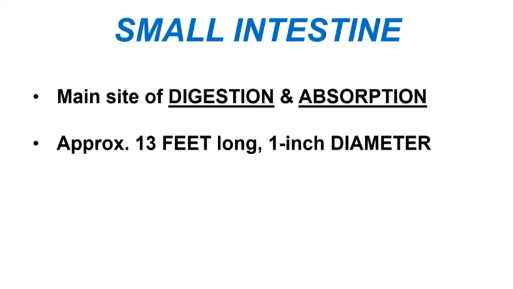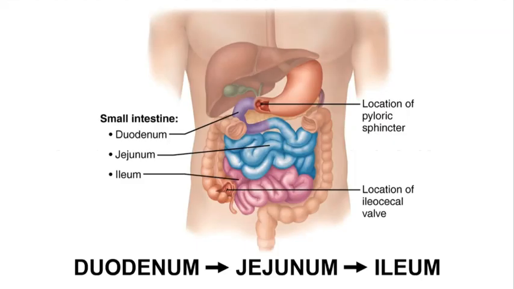The small intestine is named because it is smaller in diameter than the large intestine, but it is longer. The small intestine is approximately 1 inch in diameter compared to the large intestine, which is about 2.5 to 2.75 inches in diameter. The small intestine is much longer than the large intestine, and in a healthy individual, the small intestine is approximately 13 feet in length. The small intestine has 3 regions: the duodenum, the jejunum, and the ileum.